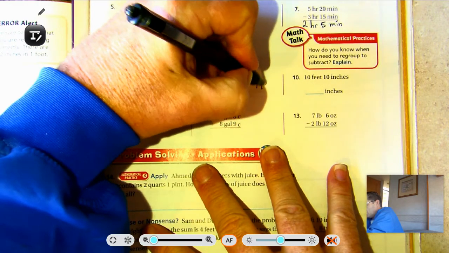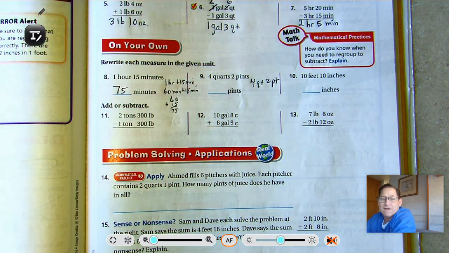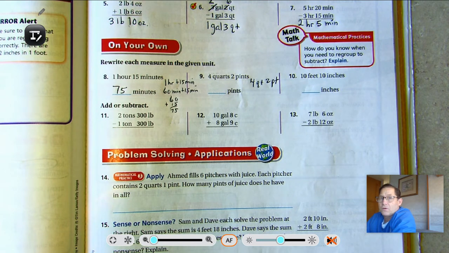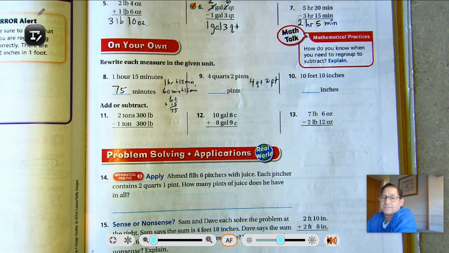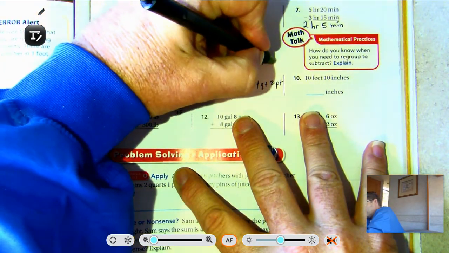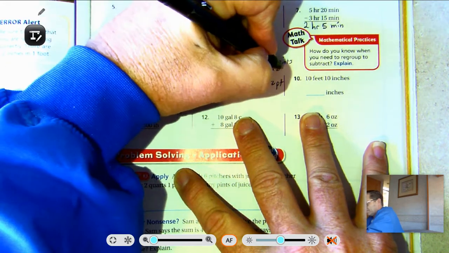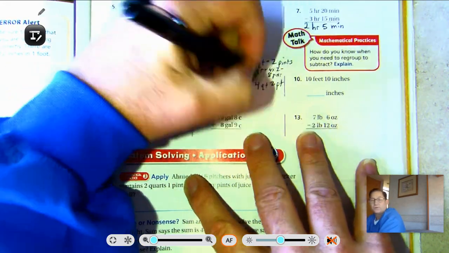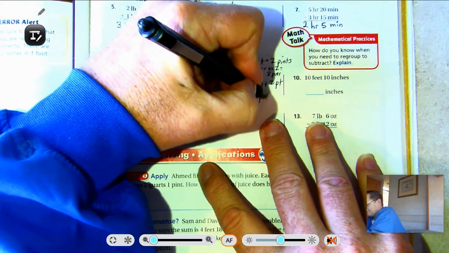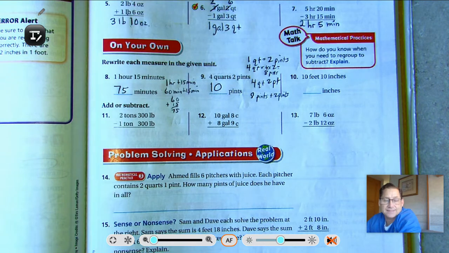4 quarts, 2 pints, and we just want to name it as pints. So we would have 4 quarts, 2 pints, and we want to write it just as pints. Okay, so in every quart, there are going to be 2 pints. Two pints per quart. So 1 quart equals 2 pints. 4 quarts would equal 4 times 2. So 8 pints. All right, so we're going to rename 4 quarts as 8 pints plus the 2 pints. So 4 quarts, 2 pints is 10 pints.